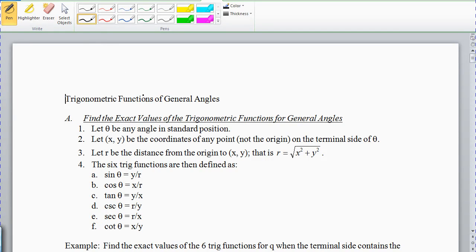Let's look at trig functions of general angles. Now, since I'm going to be using a point, x comma y, let's go ahead and draw an xy plane, x-axis and y-axis, then label some arbitrary point, x comma y, then connect that point to the origin, and then extend that line down to the x-axis, and I have a right triangle. So let's call this side x and this side y. Now the hypotenuse I want to call r.